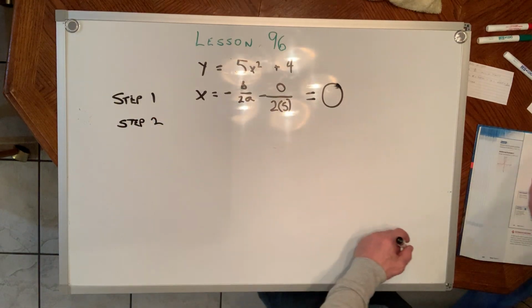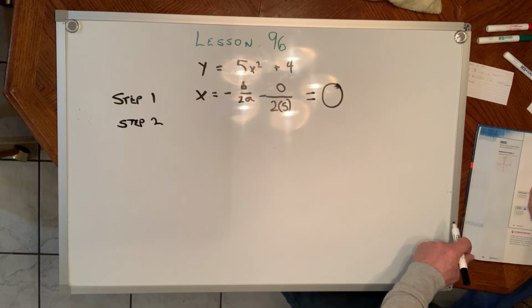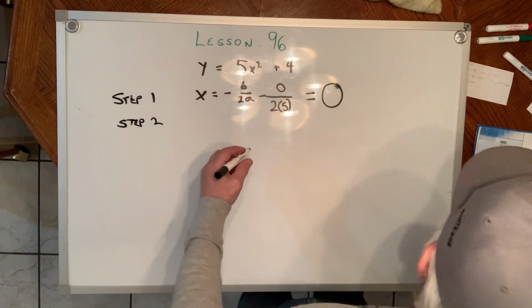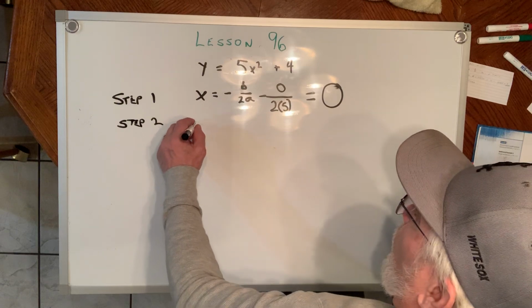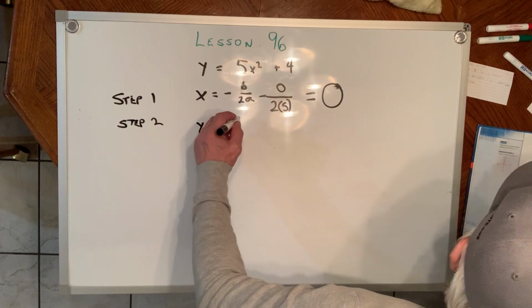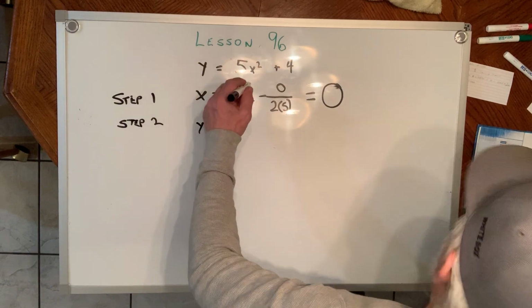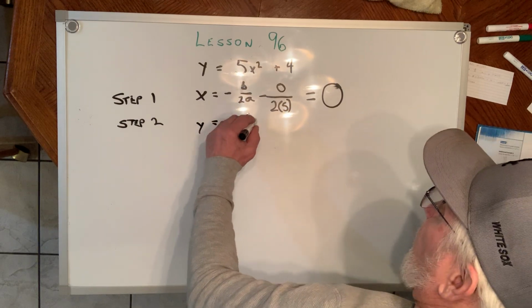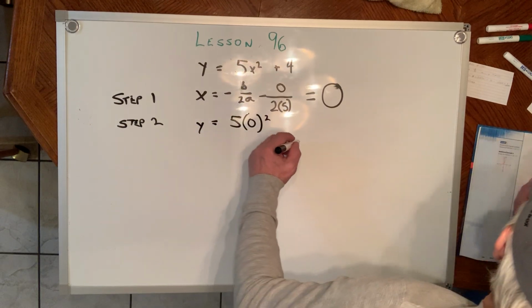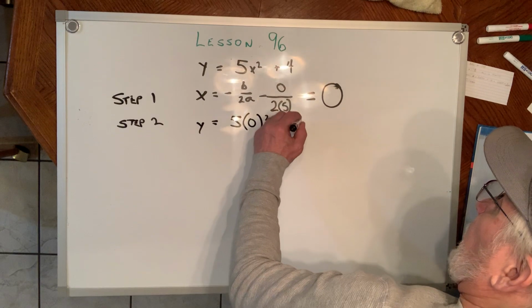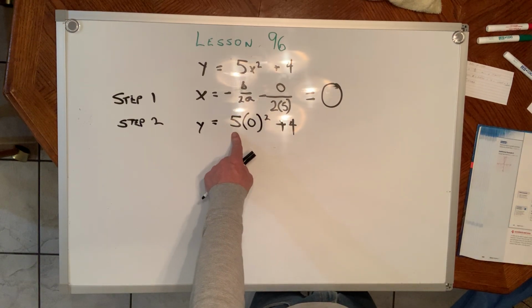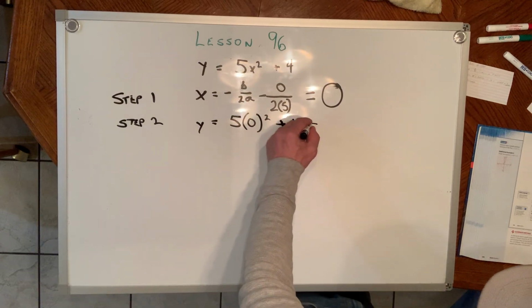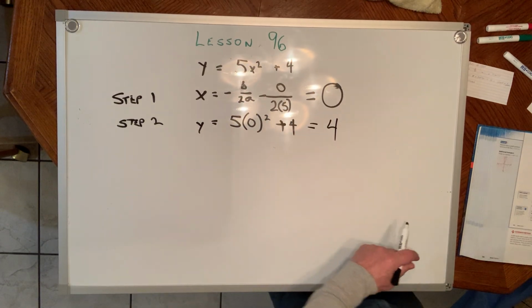Got to find that vertex. Okay, once again, we're going to go back in. We're going to plug the number that we just found. So we get y equals 5 times 0 squared plus 4. Not real tough because 0 squared is 0. 0 times 5 is 0. Plus 4 is going to give us 4.